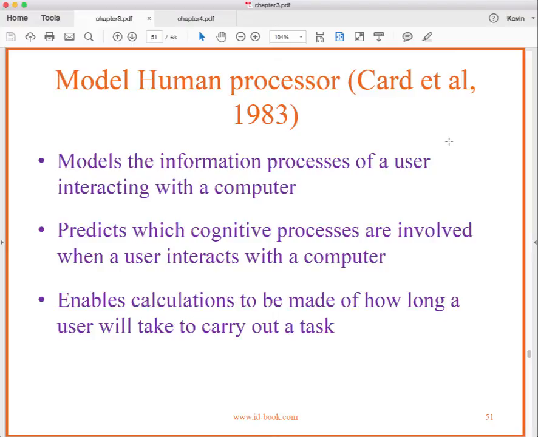There is a model human processor, research by Card and company, 1983. It models the information processes of a user interacting with a computer. It predicts which cognitive processes are involved when a user interacts with the computer. It enables calculations to be made of how long a user will take to carry out a task.